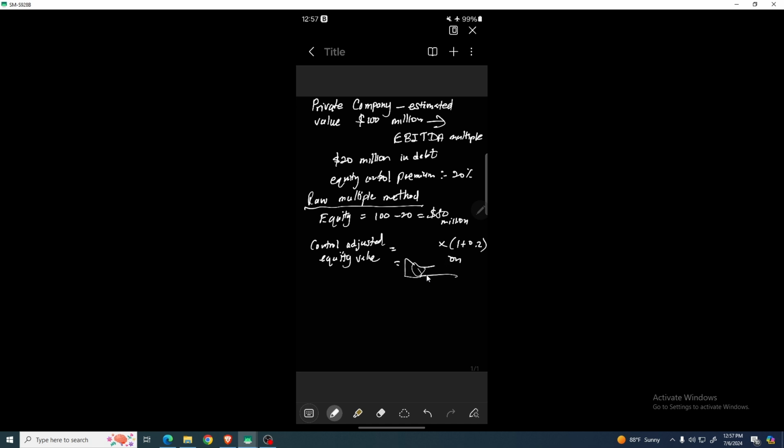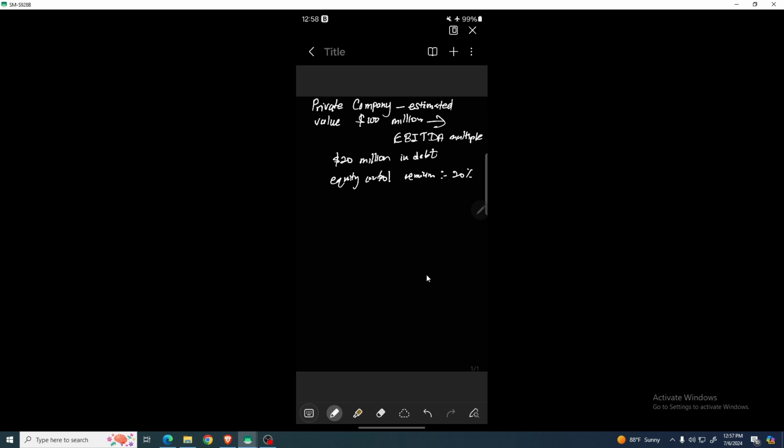So I will remove up until this. So here we need to calculate the debt to asset ratio, DR ratio, which is going to be basically 20%. And the adjusted control premium here is going to be equity control premium. So I will write it out for your understanding.